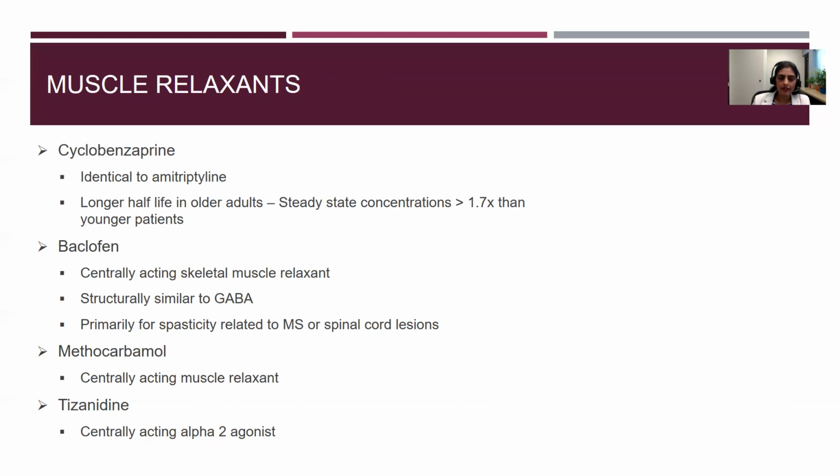Now, baclofen definitely has its value in patients who have had spinal cord injury or spasticities related to multiple sclerosis. It is a centrally acting skeletal muscle relaxant similar to GABA. So definitely will have some sedating side effects. But again, it can be used for these specific conditions. Coming down to methocarbamol, this is again another medication that's very commonly prescribed.